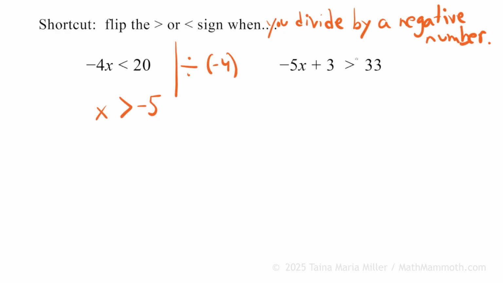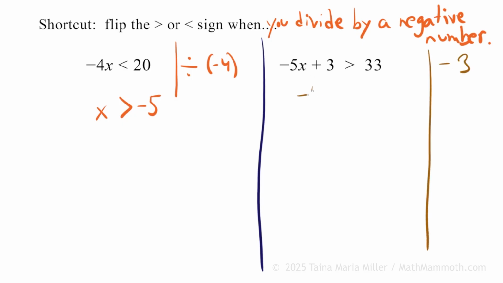Let's look at this example. Here we will start out by subtracting 3. And that leaves minus 5x, and 33 minus 3 is 30. Now we divide by negative 5. That leaves x alone. And we flip the sign, like that. And 30 divided by negative 5 is negative 6. And that is our solution set.